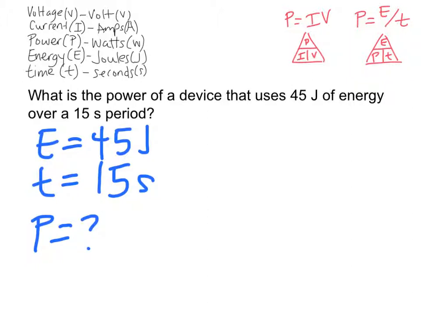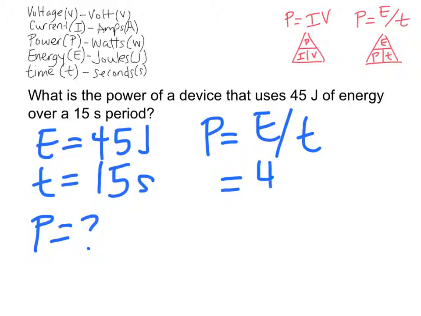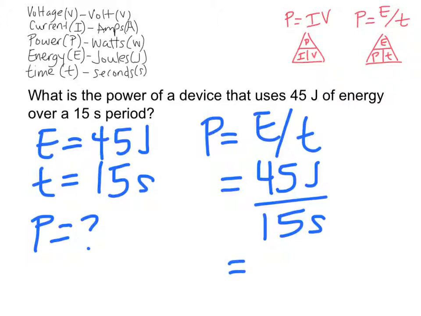So looking up at the formula in the corner, P equals E divided by t. We can now substitute our values. 45 joules divided by 15 seconds. And when we calculate that, we will find that the power is 3 watts.